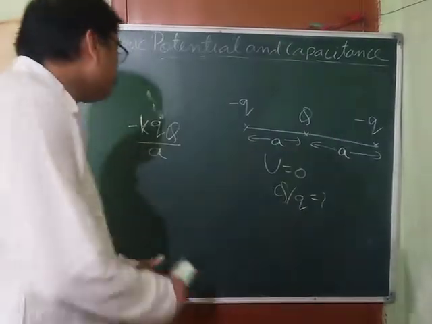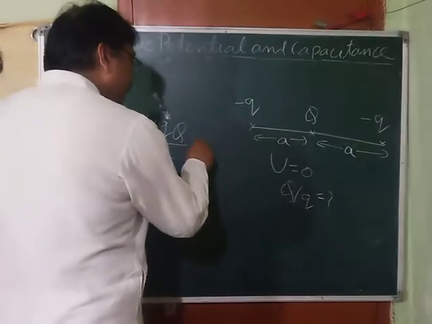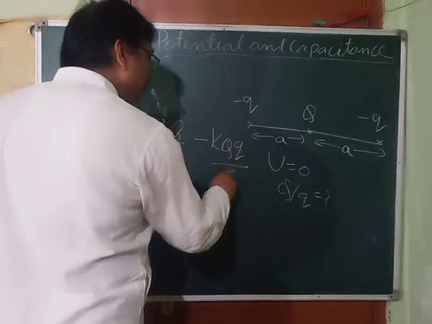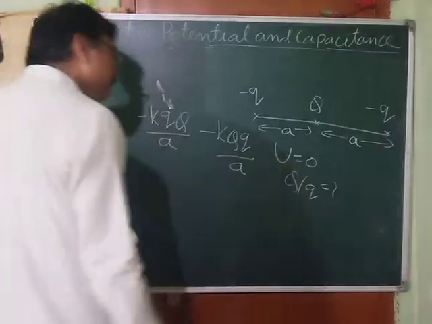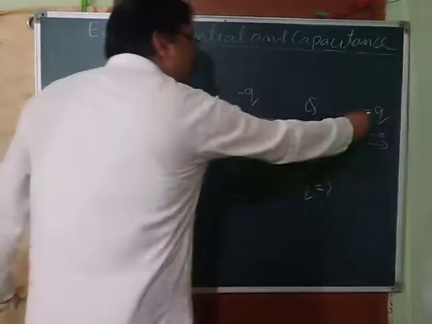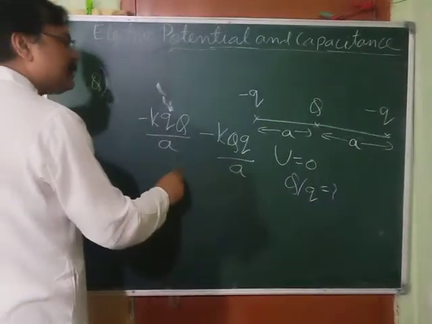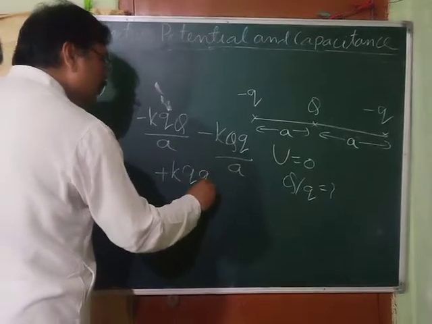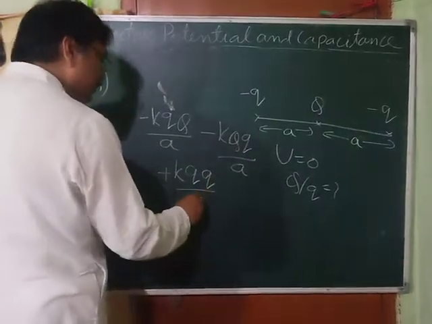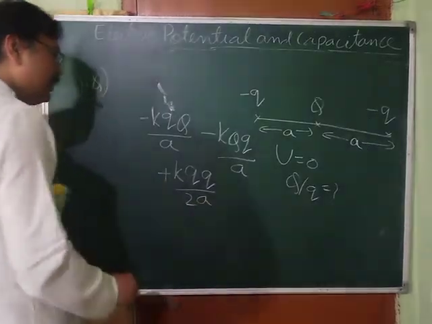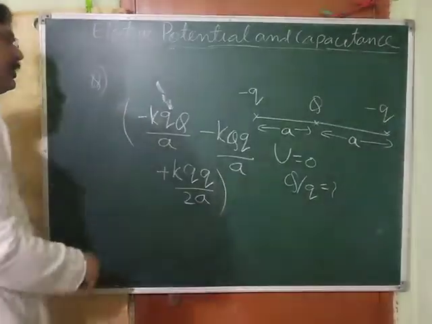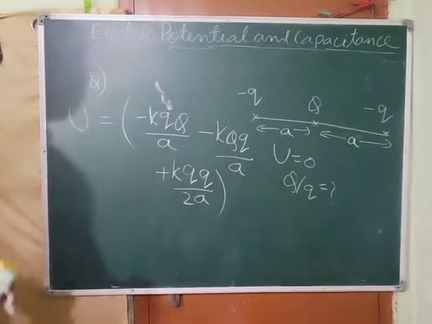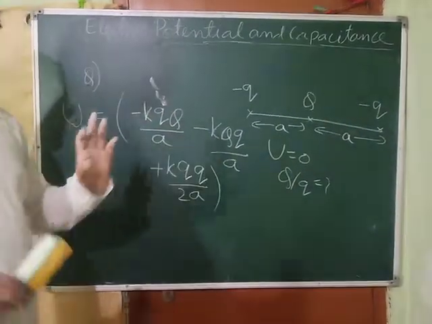Between these two, what can we write? Again, minus K capital Q small q upon A. Why this minus? Because this charge is negative. Now for these two, minus minus plus, so we will write plus K Q into Q upon distance 2A. So this total is the potential energy of this system. Clear? This minus this plus this.